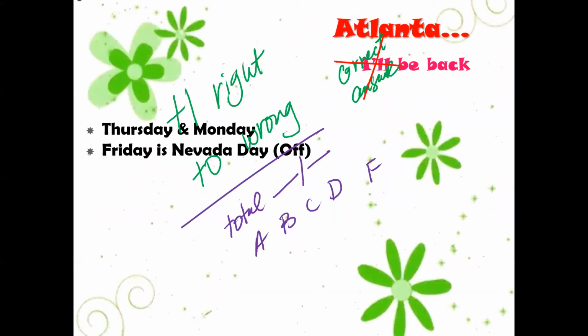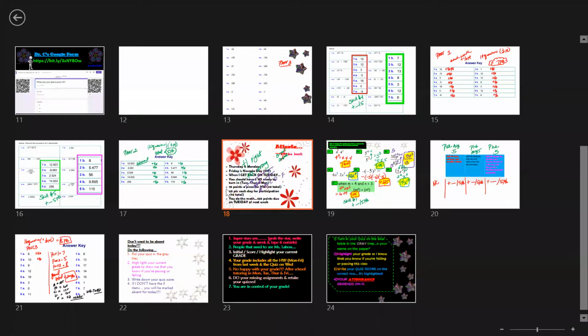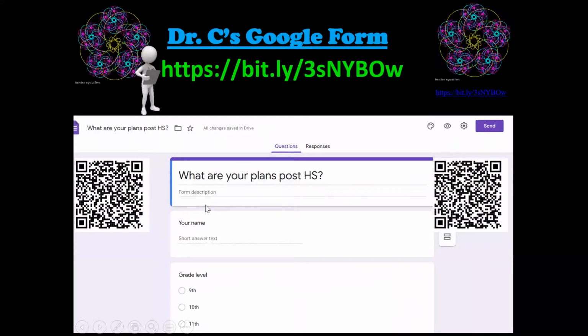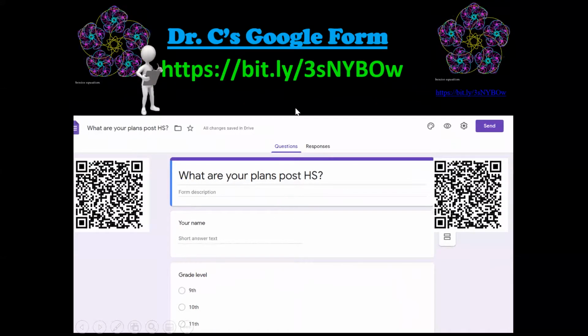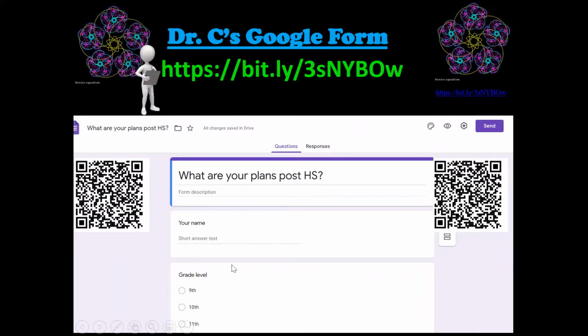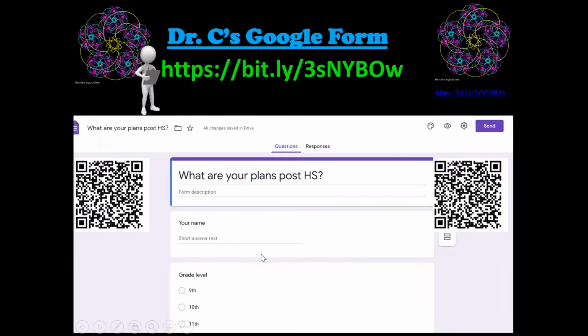Okay, the last thing I want you guys to focus on for today is this form right here that talks about your plans after high school. I have the QR code on both sides, or you can type in the tiny URL. Make sure you type in your name and then answer the following questions.